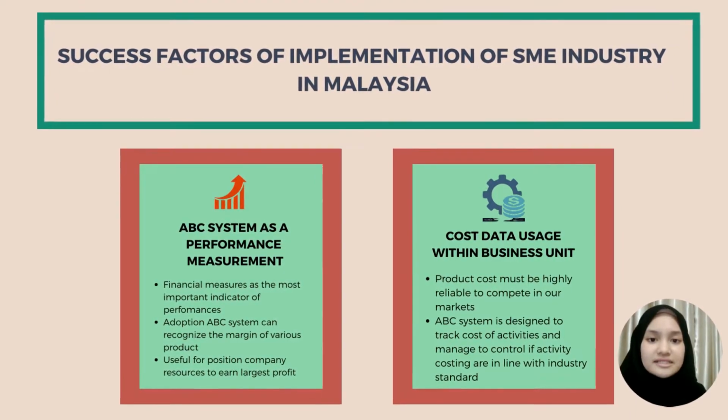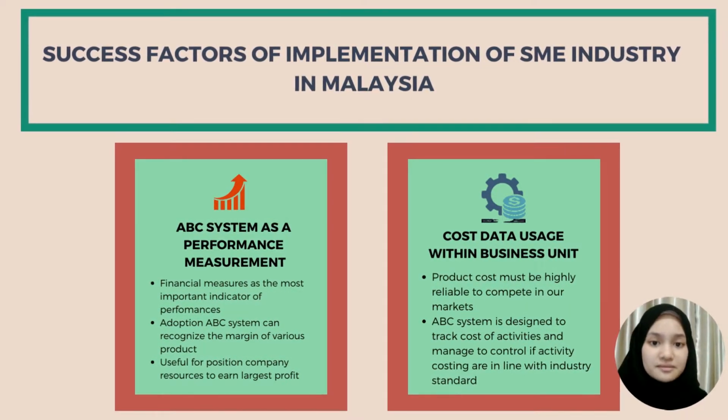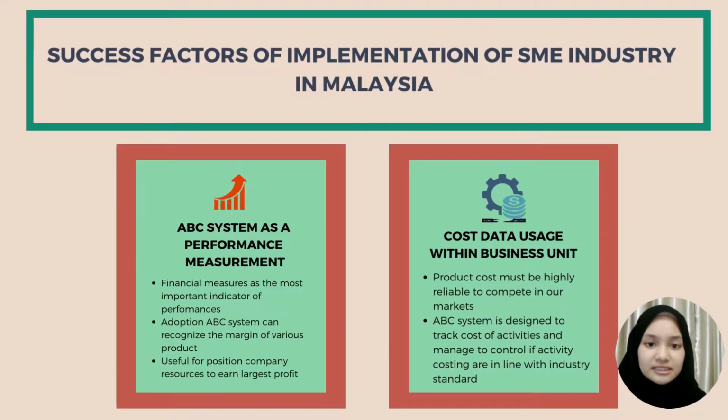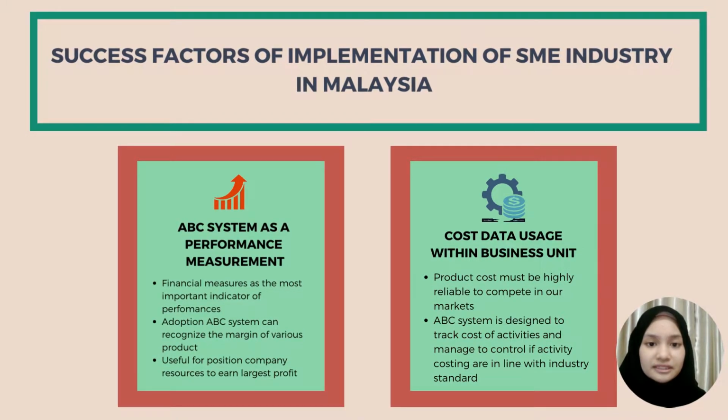So, the second one is ABC costing system as a performance measurement. So, financial measure is the most important indicator of performance in all companies. So, with a proper overhead allocation from ABC system, we could recognize margin from various products, and it is very useful in positioning company resources to earn the largest profit. So, when the company adopts and implements the ABC costing system, they could see whether their company is on the right track or not.